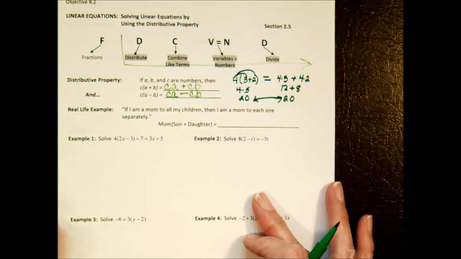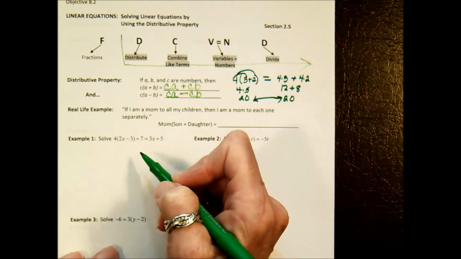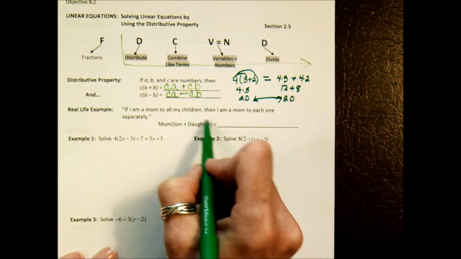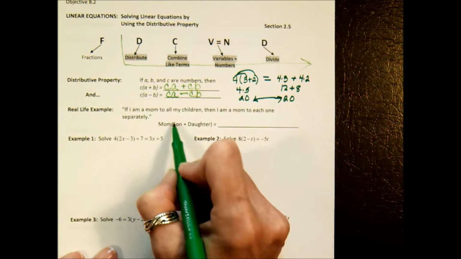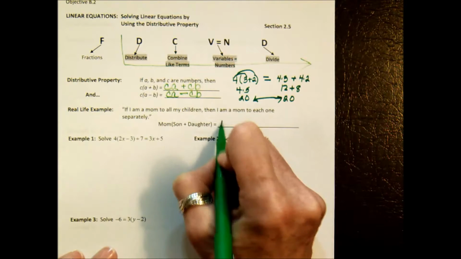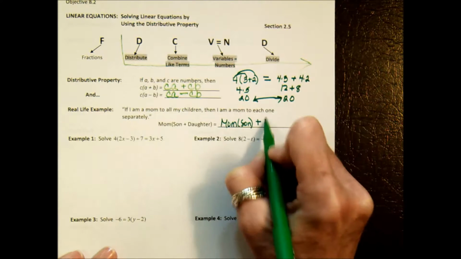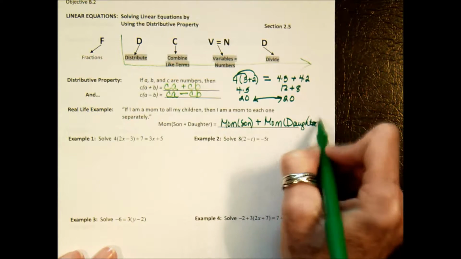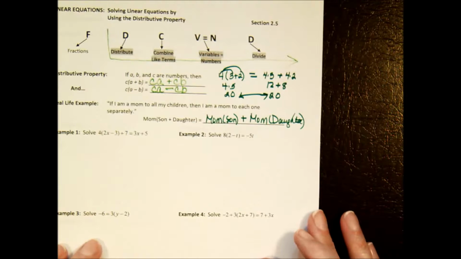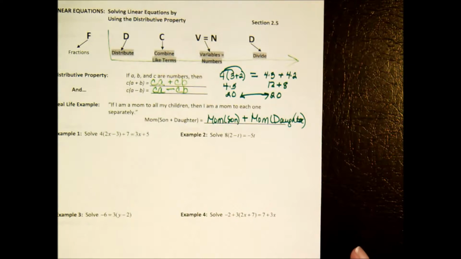Here is a real world example. If I am a mom to all my children, then I am a mom to each one separately. So I would call this group right here the kids, my son and daughter. I'm a mom to the kids, but that means I am a mom to my son, and I am still a mom to my daughter. So I have to distribute myself to both kids, in essence, is what it's saying. However many kids were in those parentheses, I would have to distribute to.